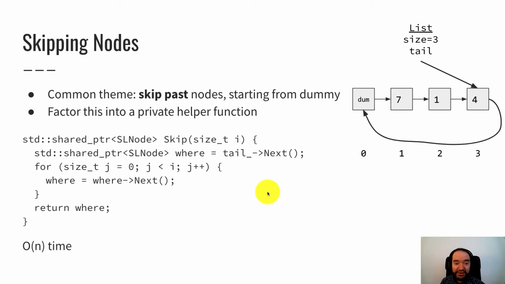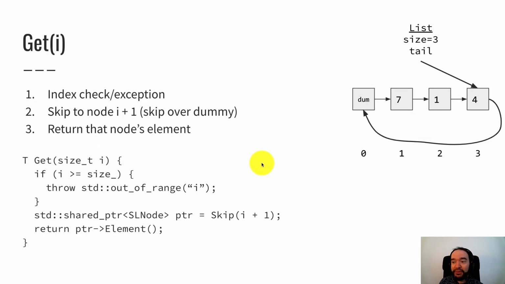Skip is a linear time function because this loop repeats, obviously, and in the worst case, i is the size of the list, and so this loop repeats n times, takes constant time per iteration, so this is a linear time operation, and this is the source of the linear time performance of the remaining operations. Now let's get into the details of these 3 operations.